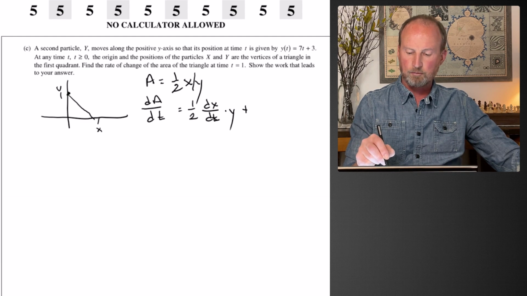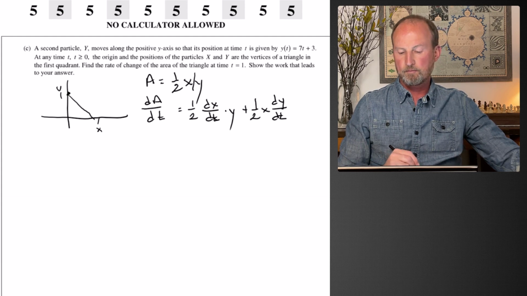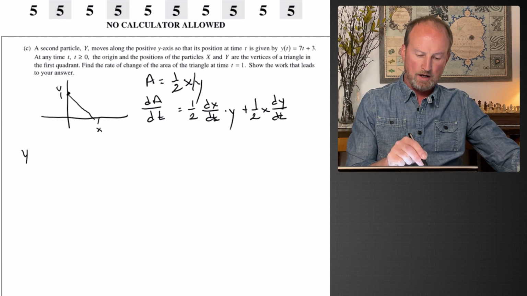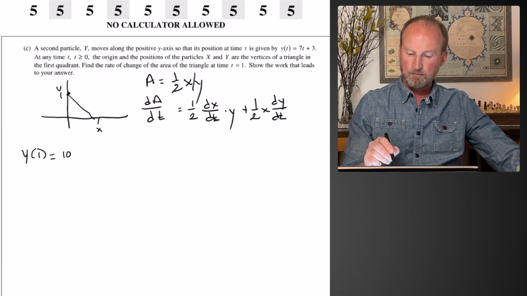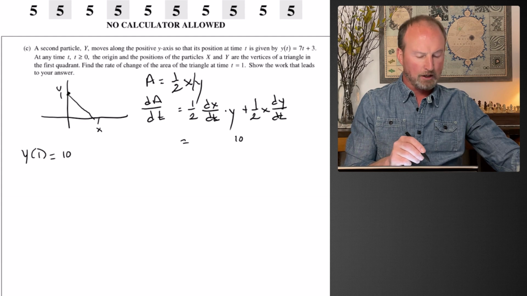Derivative of the first times the second plus the first times the derivative of the second. Okay, there's my equation. Now let's figure out what we know and what we don't know. At time t equals 1, y of 1 equals 7 plus 3, which is 10. So y equals 10. dx/dt, well, I gotta go to my equation, which we did earlier, right?